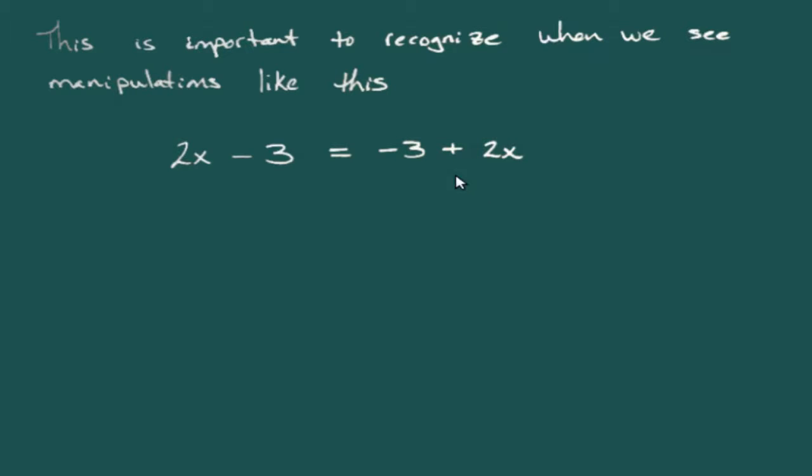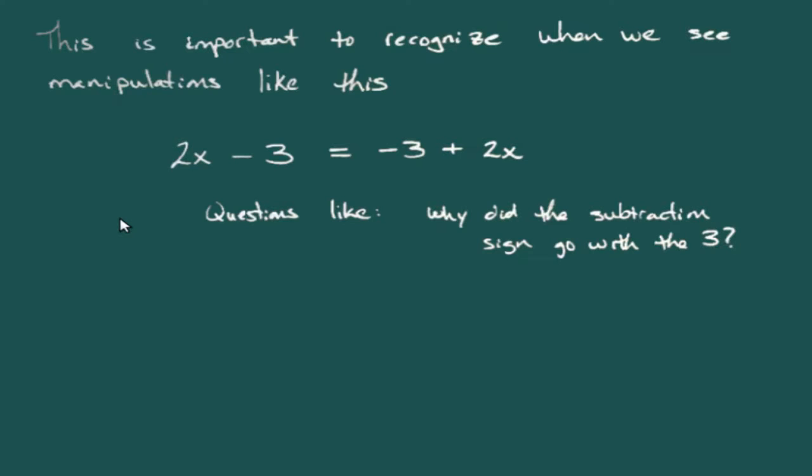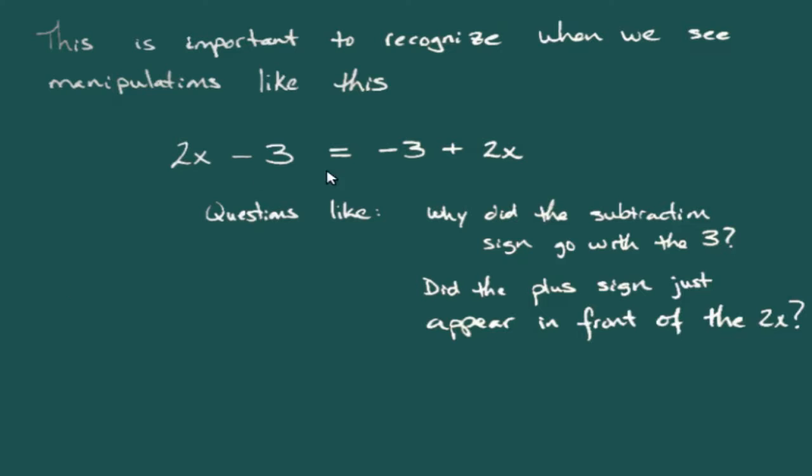And when students see this, some questions that they may come up with, if they're not really seeing things correctly, are things like, well, why did the subtraction sign suddenly go with the negative, go with the 3? Why did this thing go with 3? And another common question is, exactly why did that plus sign appear in front of the 2x? In my expression on the left, I had no addition sign, and so that addition sign just kind of shows up whenever I move this out of the way. Well, how does that actually appear?